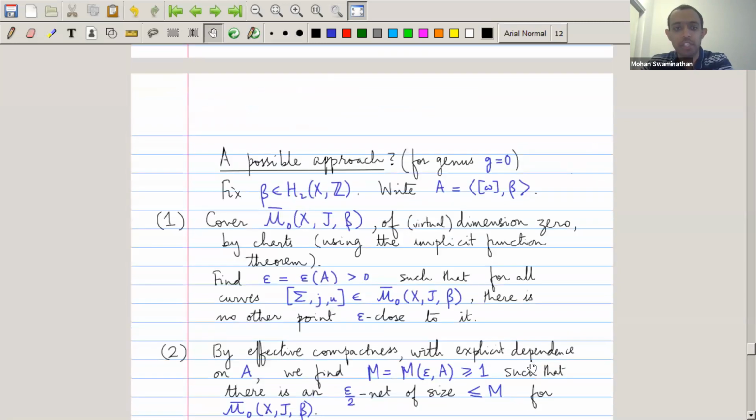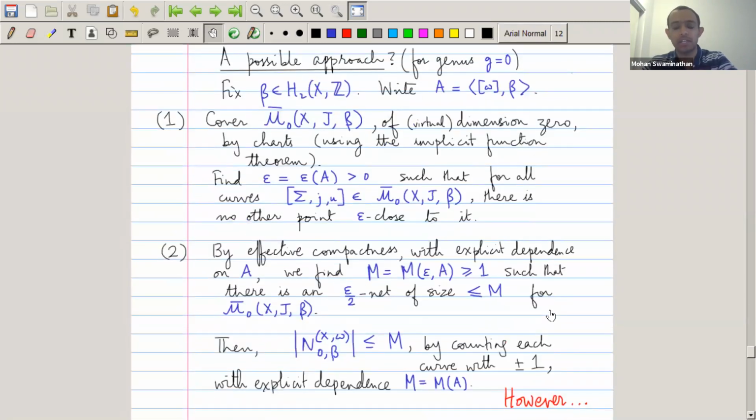So here's a possible approach on how one might try to do this in genus 0. I will end with this. Suppose β is a second homology class, and let A be the pairing of ω and β. So let's right now operate under the fiction that the moduli space M-bar_0(X, J, β) is actually a finite set of points. So it's literally of dimension 0 and not just expected dimension 0.